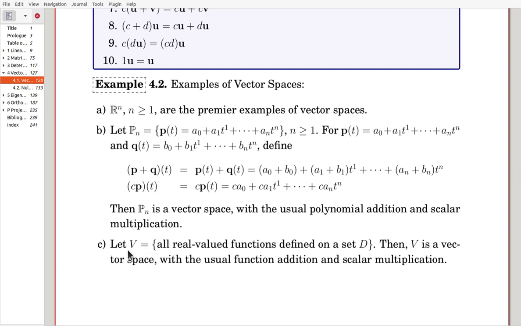Now we consider V, the collection of all real-valued functions defined on a set D. Again, you may consider the addition of two functions from V and scalar multiplication. Then again, the result will be real-valued functions defined on the same set D. So it is closed under addition and scalar multiplication, with the usual function addition and the usual scalar multiplication.